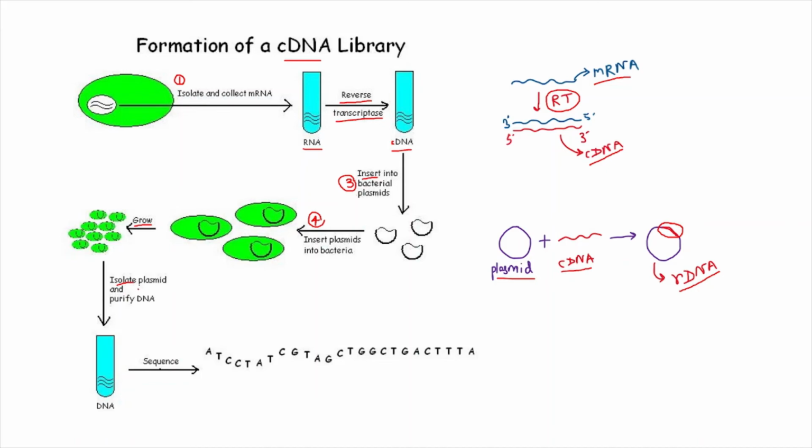After a certain number of generations, you isolate all the recombinant DNAs and you perform purification to get only the desired DNA from the bacteria, and then you perform sequencing. You can do that by various sequencing techniques that we have, like Maxam-Gilbert sequencing or Sanger sequencing. So after sequencing, what do you get? You get an idea of the sequences present in that particular organism. So a cDNA library is basically performed to know what are the different DNA sequences that are present in that particular organism.